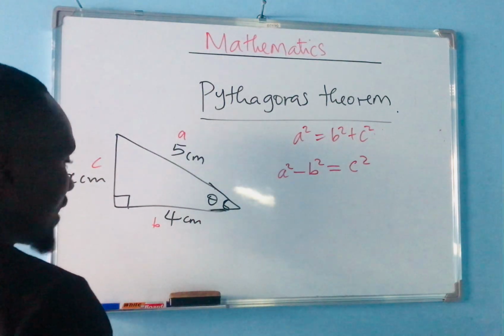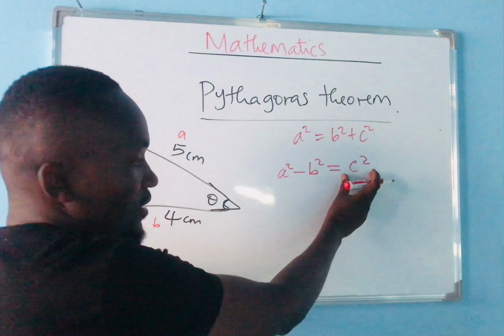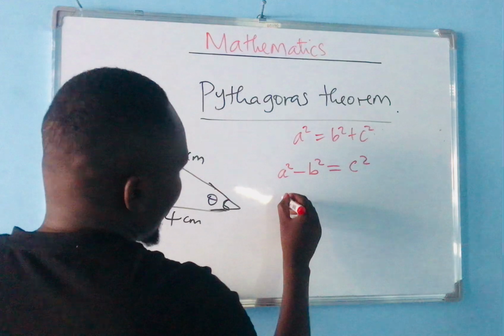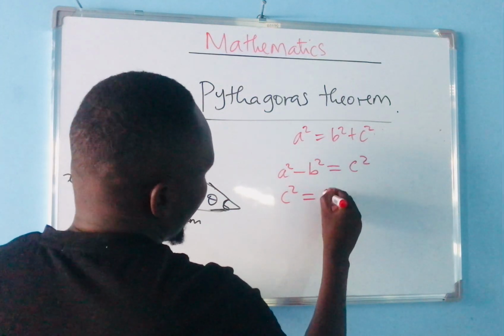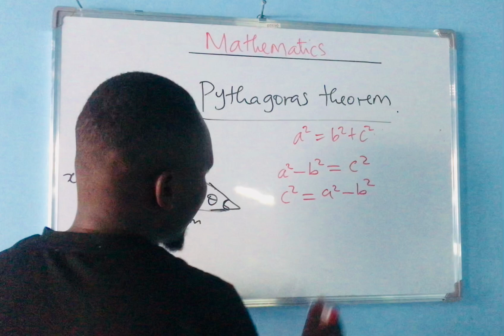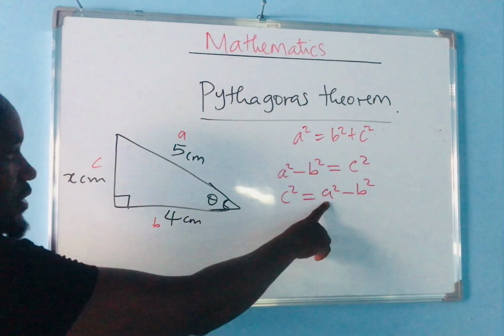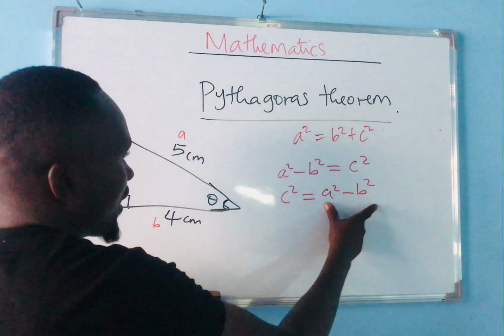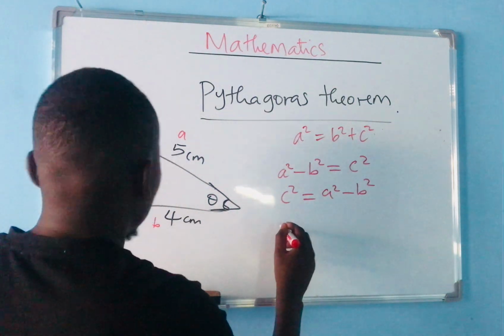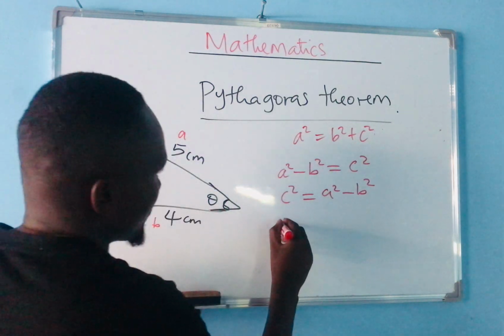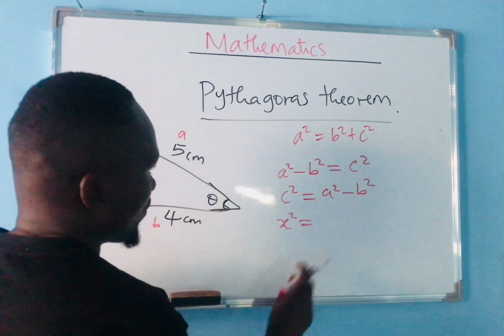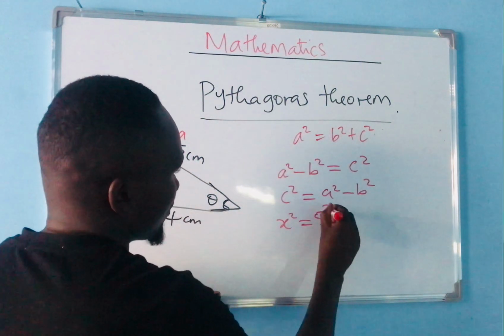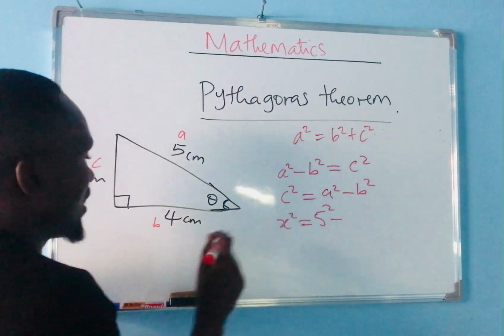If we have that, we can start with C because we want to make C the subject. It's already the subject, so we can just bring it to the other side. And so we are going to have C squared equal to A squared minus B squared, A being the hypotenuse, B being the adjacent. Now that we have this setup, we can substitute. On C we'll put x because there's x here. So we're going to have x squared equal to, where there's A, we can substitute with 5. So we'll put 5 here, squared, minus, where there's B, we'll put 4.